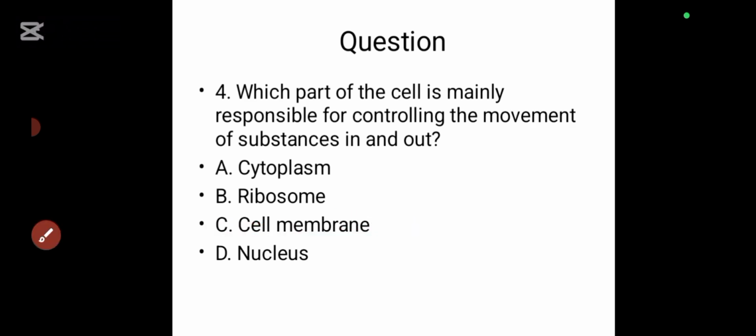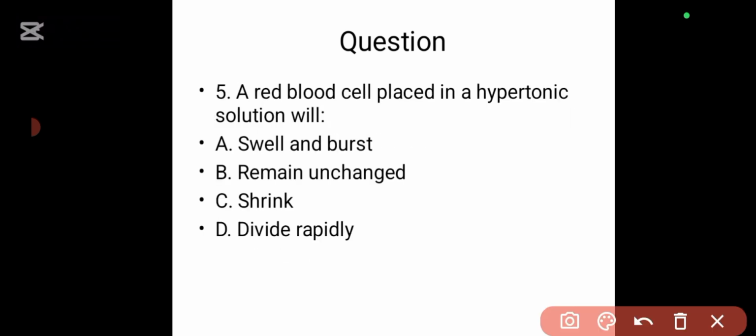Okay? Then we have number 5, a red blood cell placed in hypertonic solution. What will happen to it? If the solution is hypertonic to it, that is, there's more salt outside than we have inside the cell, what will happen is that, since where salt goes, water will follow, water will go out of the cell into the environment, that is into the solution. Why? Because we said where salt goes, water follows.